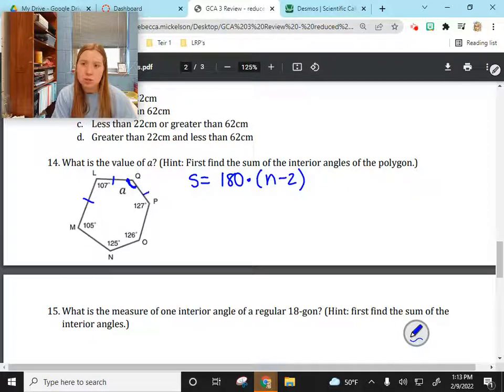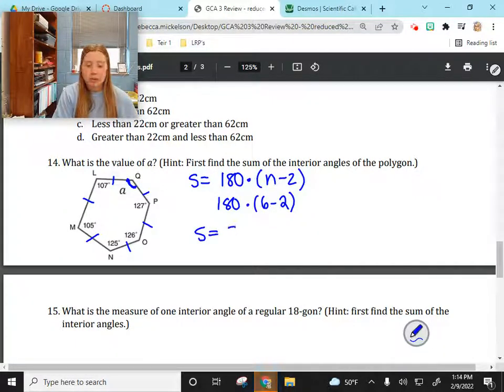1, 2, 3, 4, 5, 6. So it's going to be 180 times 6 minus 2, which is just 180 times 4. So my sum, or my total, of this polygon over here should equal 720. But I can use that information to help me find this missing angle. So I'm going to take all of these numbers here.